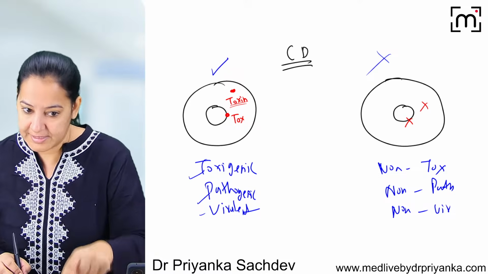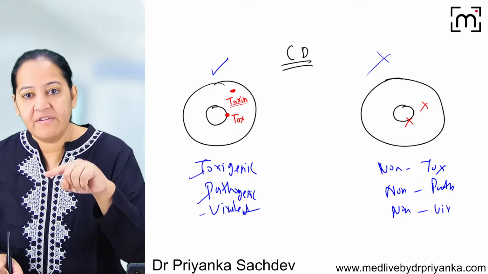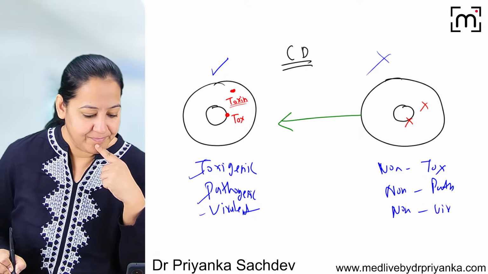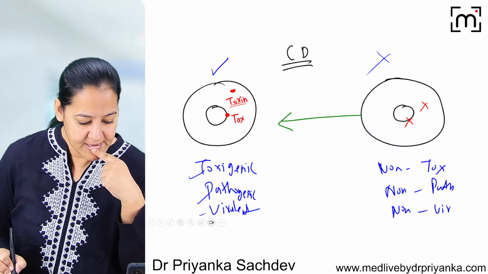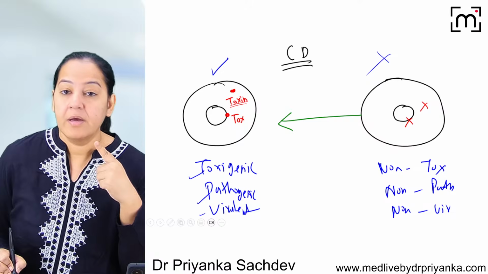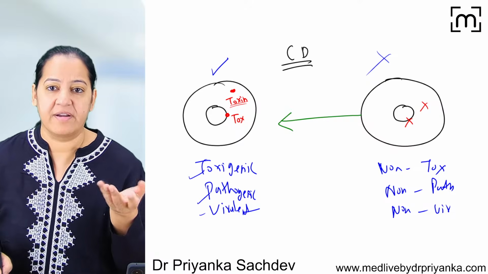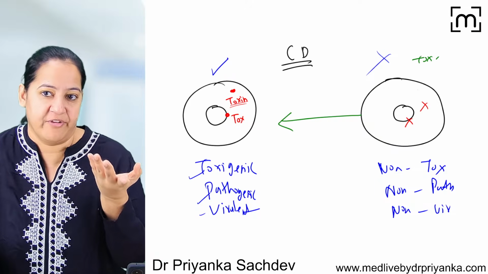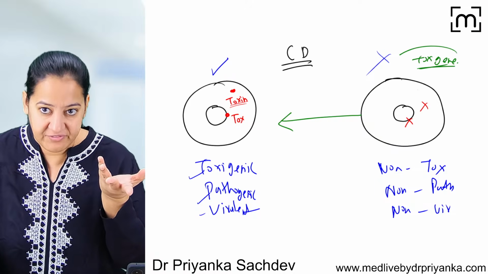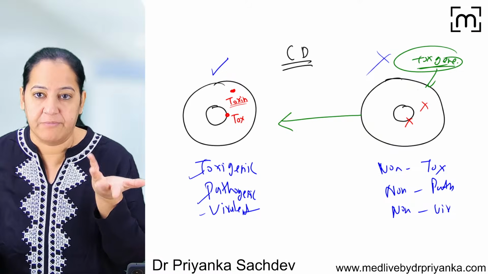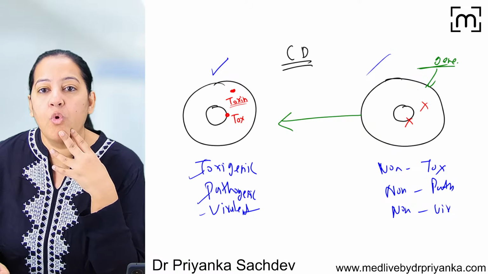Now, is there a way? I'm asking you a question. Is there a way to convert non-toxigenic to toxigenic? Can I convert the non-toxigenic strain to toxigenic strain? Say yes or no. It's a simple funda: if this bacteria gets the tox gene from somewhere, it can get converted. But who will give the tox gene?